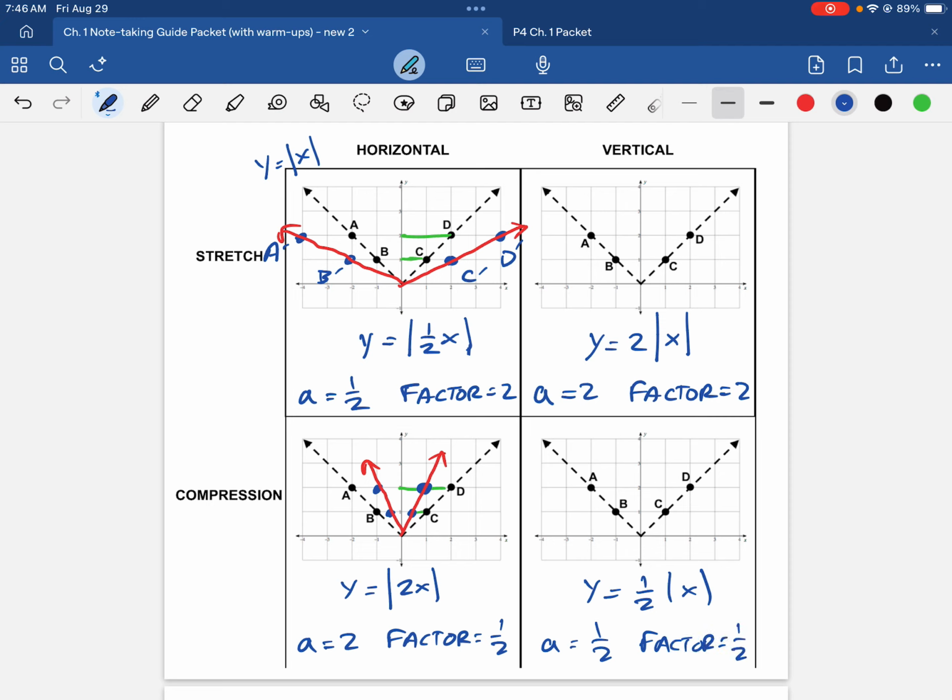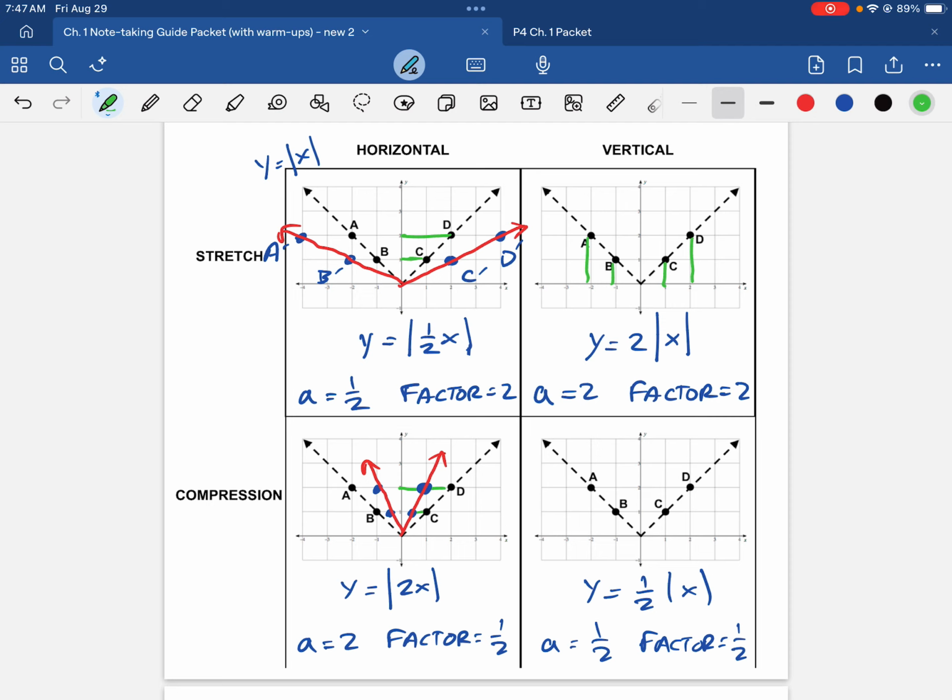Okay, so let's look at these vertical changes then. Now I'm looking at these vertical distances, and since it's a stretch, those points are all going to move away. They're all gonna move up, away from the vertex. The vertex stays put, but all the other points are gonna move away from the vertex vertically. And since the factor is 2, I'm doubling the height of these points.